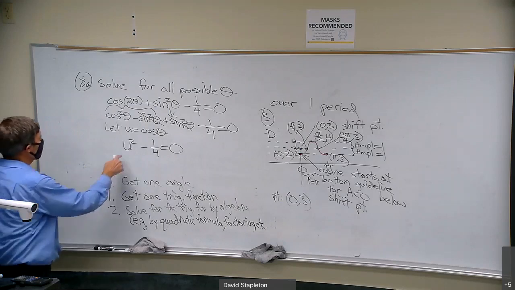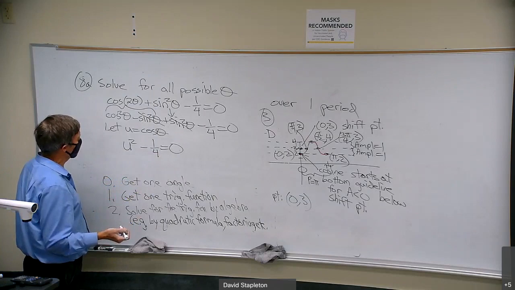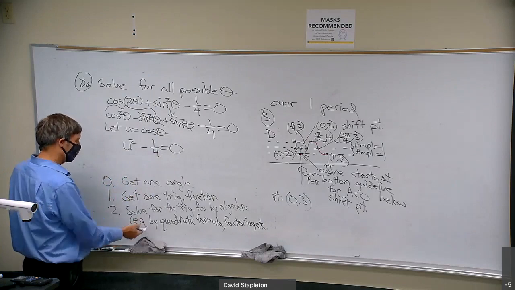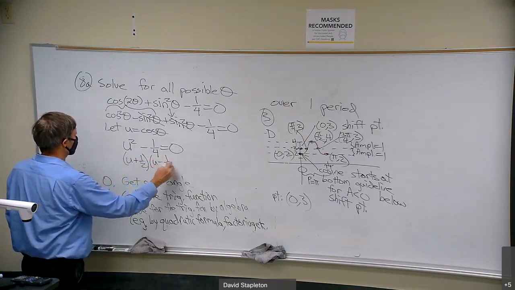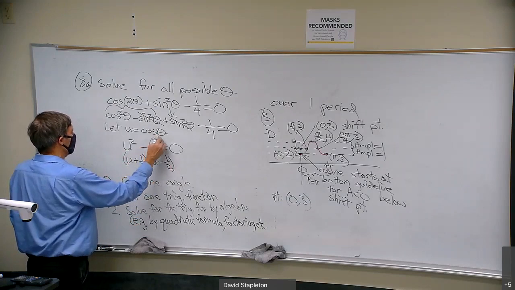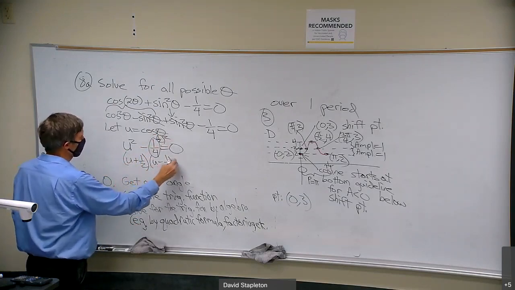All right, so I've got this equation. Now I recognize it's a quadratic equation. I can use the quadratic formula if I want, but what's easier here? Factoring, for instance, right? You can think of this as u squared minus a half squared. Difference of squares: u plus a half times u minus a half.